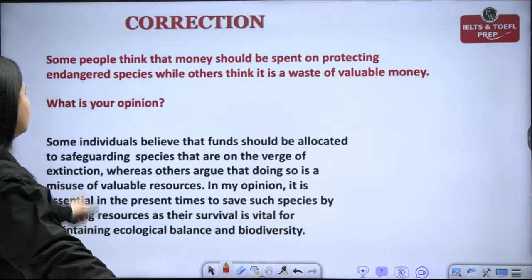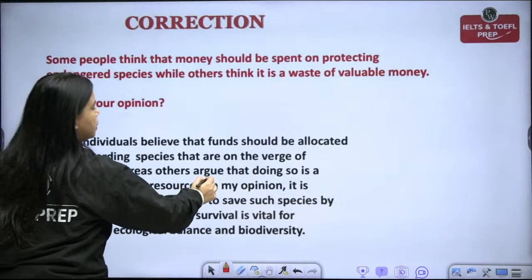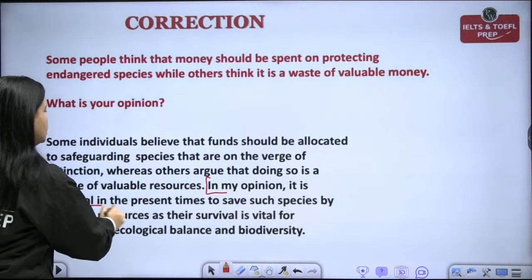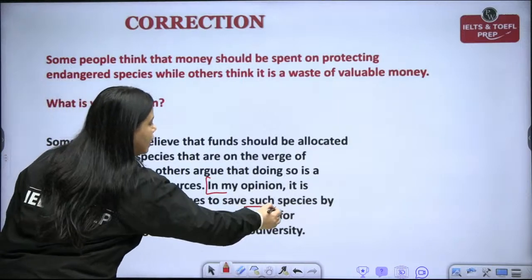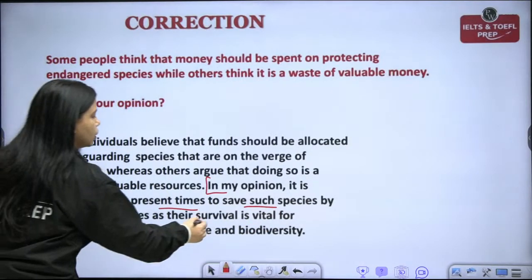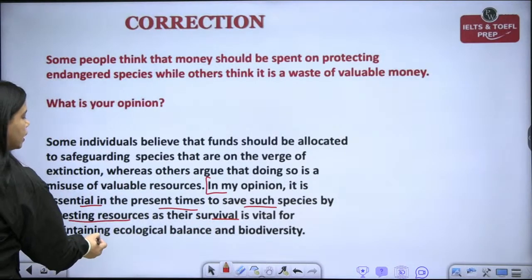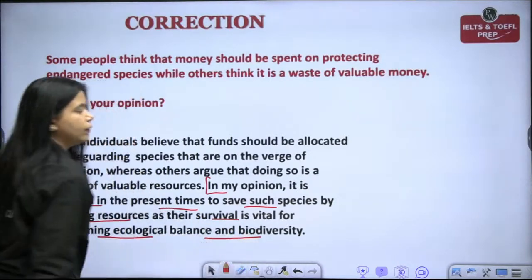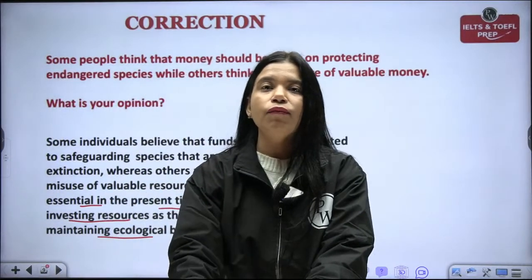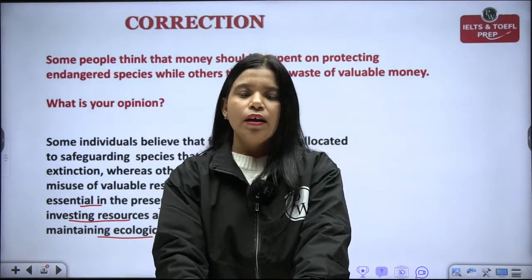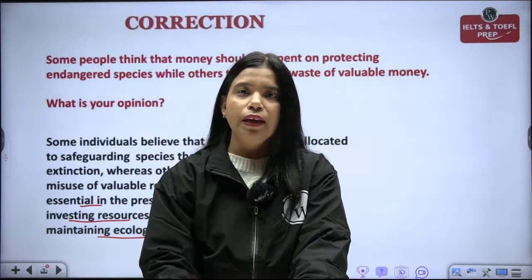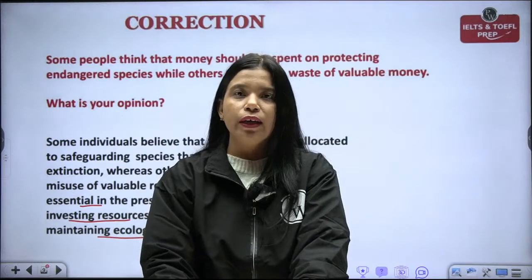All right, so the same question, same paragraph, यहाँ पे opinion statement पढ़ते हैं. Here I am saying, in my opinion, it is essential in the present times to save such species by investing resources, as their survival is vital for maintaining ecological balance and biodiversity. So मैंने बहुत clear stand लिया अब. Now I am telling that yes, of course, government should spend money. I could also have said that no, definitely not, government should not spend money on this cause.